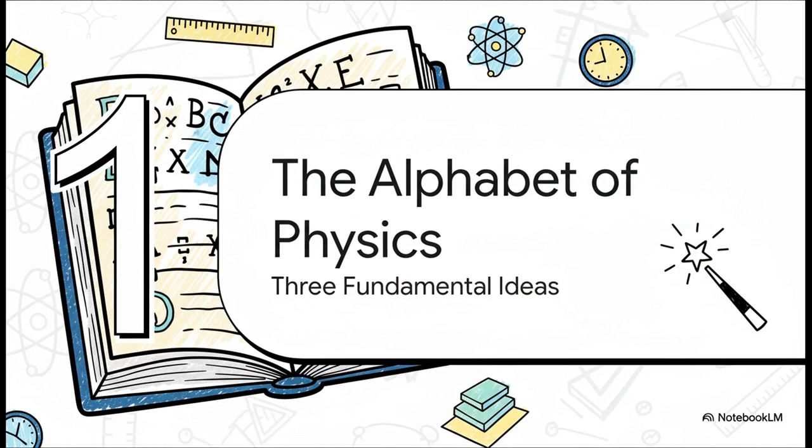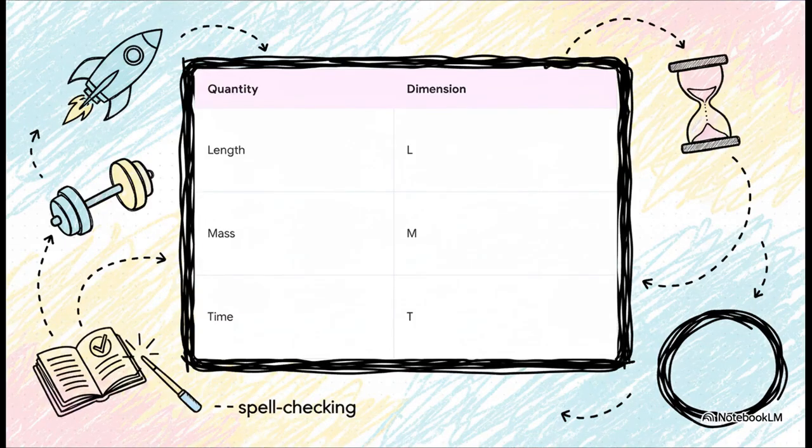You see, all of mechanics, the study of how stuff moves, is built on just three fundamental ideas. Think of them as the ABCs of the entire physical world. And here they are. That's it. Just three letters. Seriously, everything we can possibly measure about motion comes down to some mix of length, which we'll call L, mass, which we'll call m, and time, T. This is the entire alphabet we're going to need.